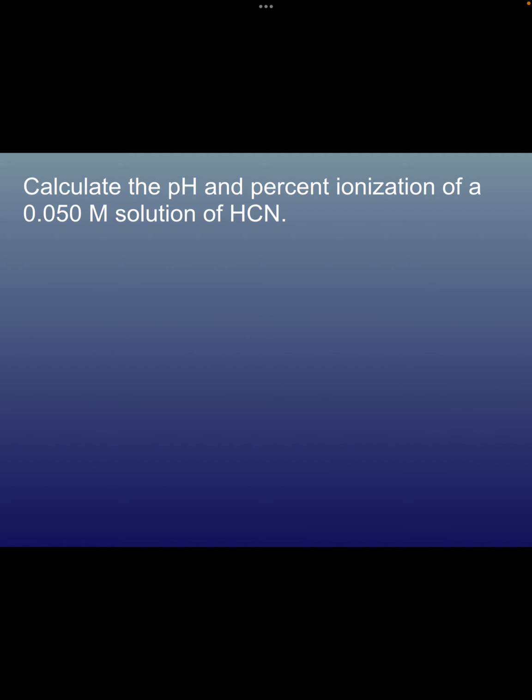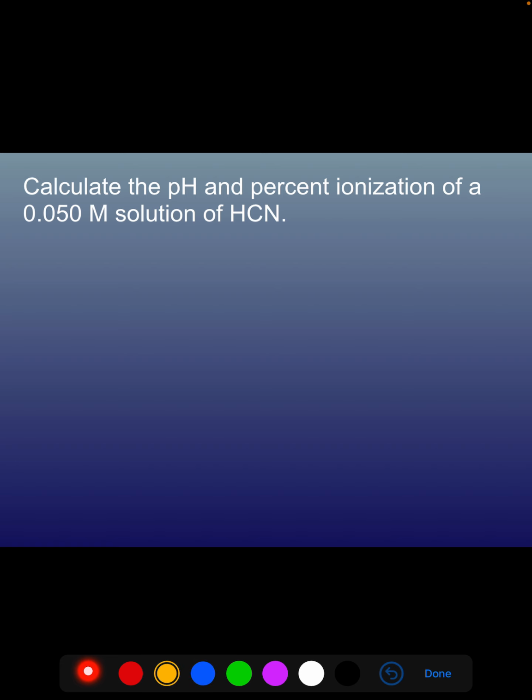So let's look at how this is actually going to work. Here it says to calculate the pH and percent ionization of a 0.050 molar solution of hydrocyanic acid. This is a question that we would need the Ka value for, and that's typically given. So our Ka value here is 6.2 times 10 to the negative 10th. Again, that would be provided, or that's something that you would be able to look up in your textbook.